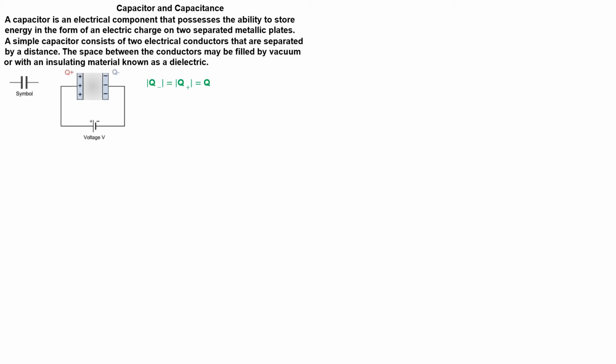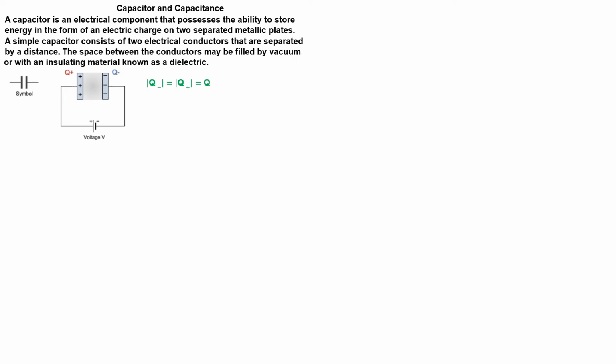The current stops when the potential difference across the capacitor is equal to the electromotive force of the supply. We then say that the capacitor is fully charged. The voltage supply does work in separating the charges. Since the two plates now store equal and opposite charges, the total charge on the capacitor is zero.